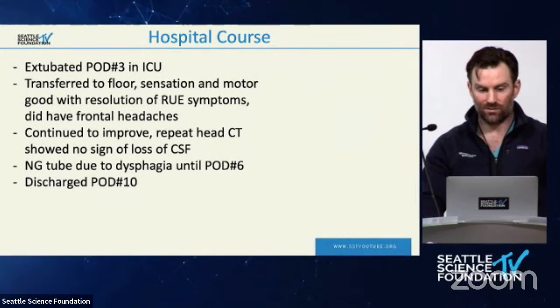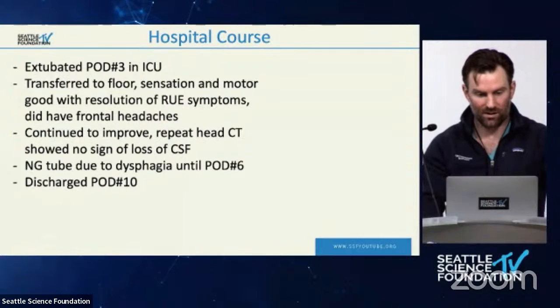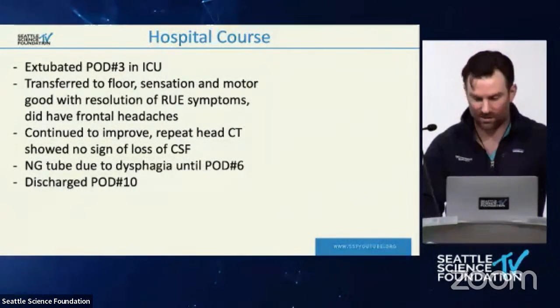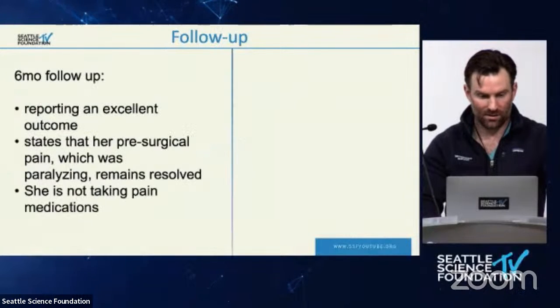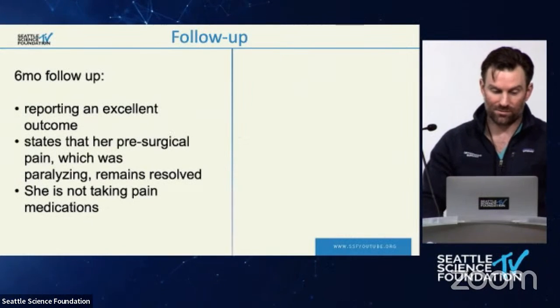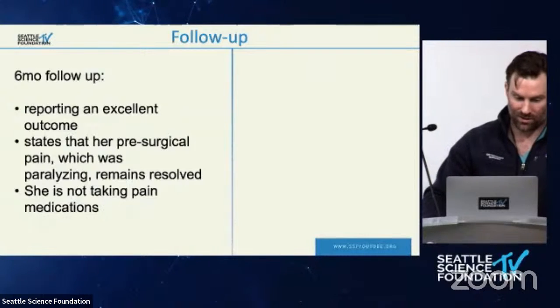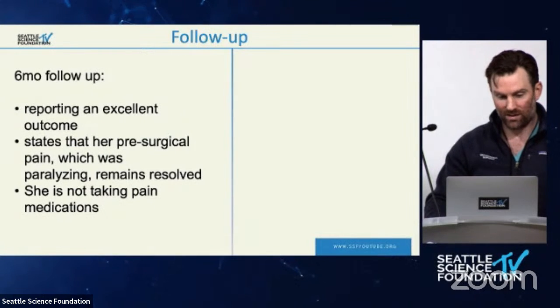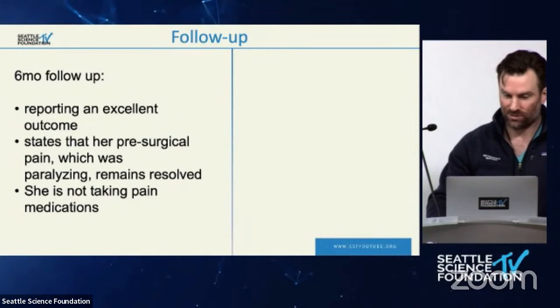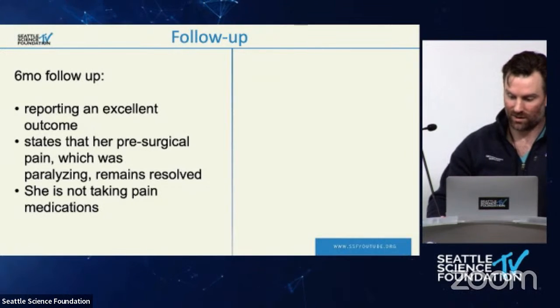Repeat head CT showed no loss of CSF. Her NG tube for her dysphagia came out at post-op day 6 and she was discharged on day 10. At 6-month follow-up, she was reporting that she was very happy. Her paralyzing pain symptoms had completely resolved, and she wasn't taking any more pain medication at that time.